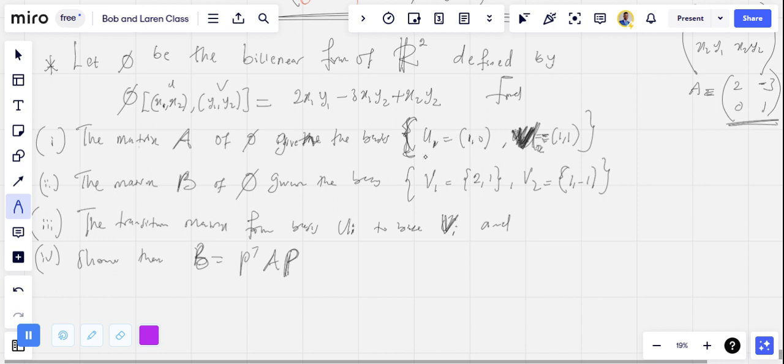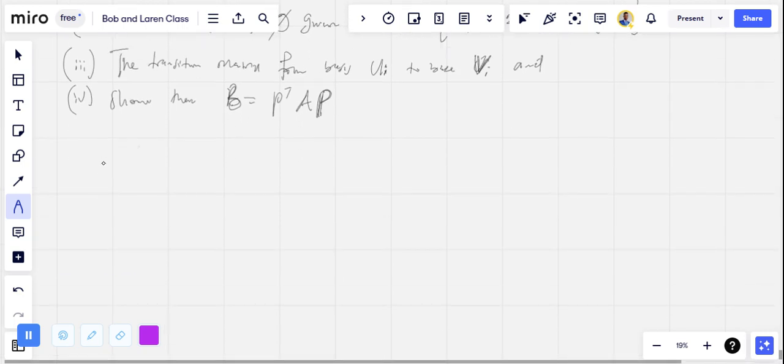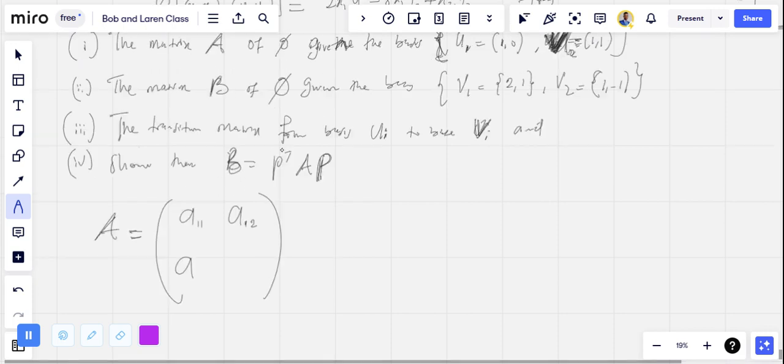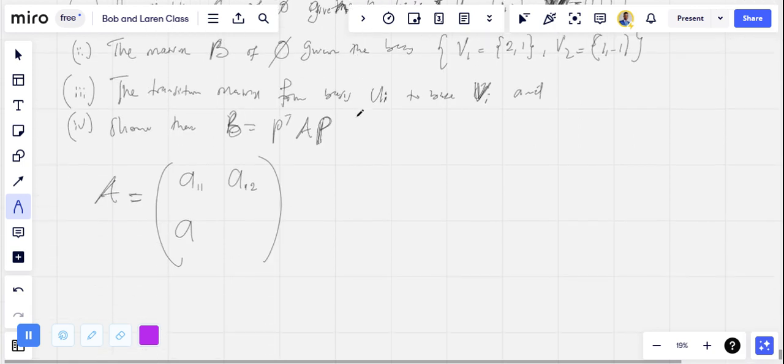But one thing is, under this bilinear form, we always have our matrix A equal to A11, A12. It's a 2 by 2 matrix since it's defined on R2. Remember, if it's R3, I'll use 3 by 3. If it's R4, I'll use 4 by 4. So I'll have A11, A12, A21, A22.